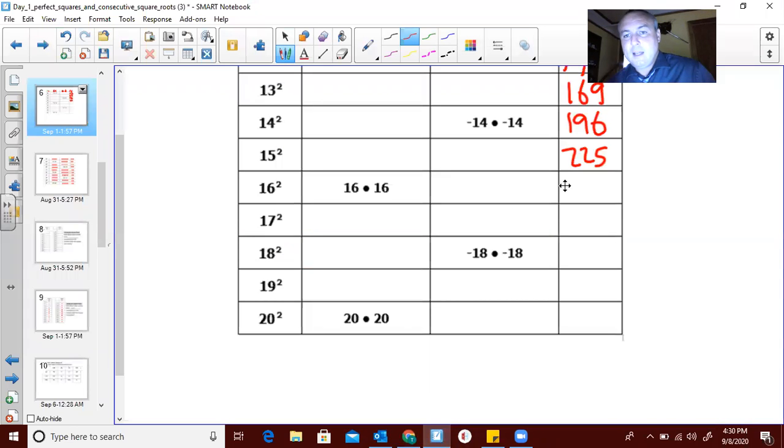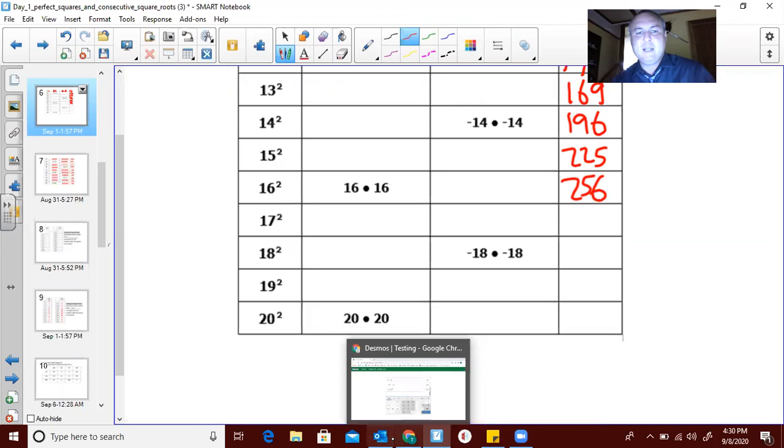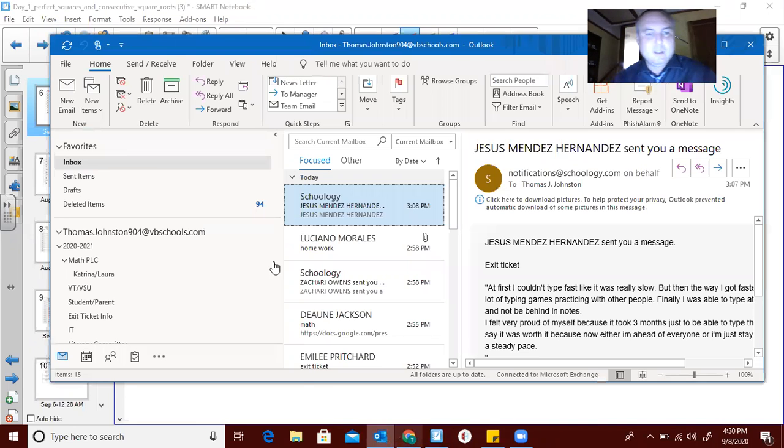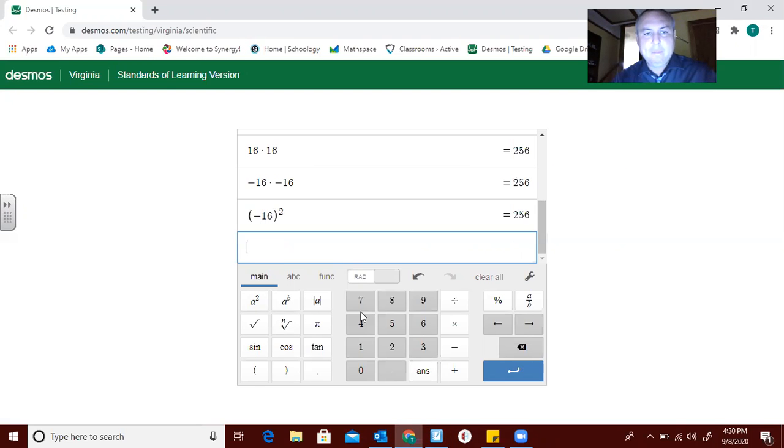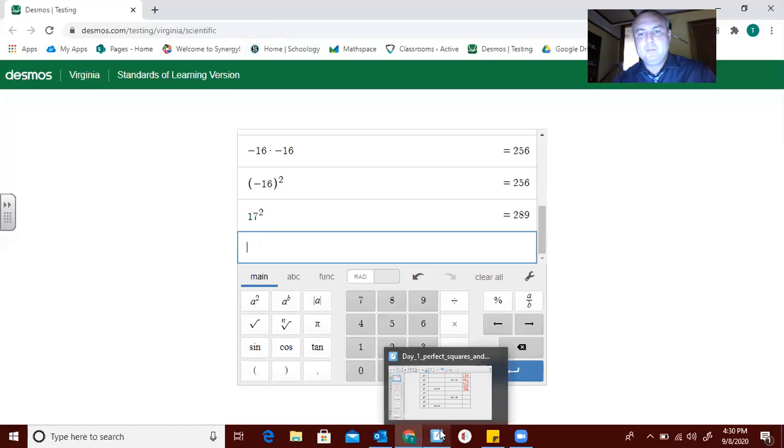So again, you're going to have, oops, there's my pen. What was it? 256. Okay, so you have a couple different ways that you can solve for this. Easiest thing is probably just, oops. So you go 17 squared, 289. So go ahead and pop that in.